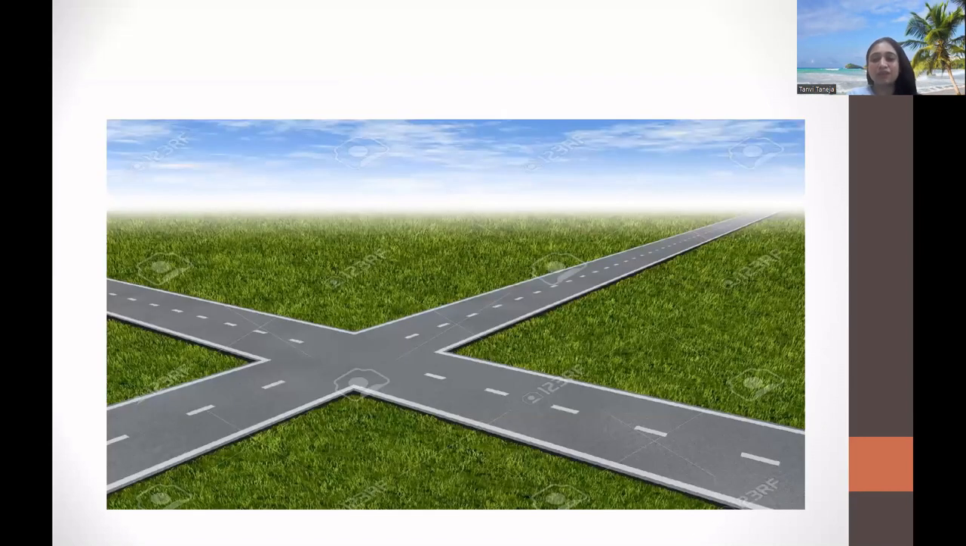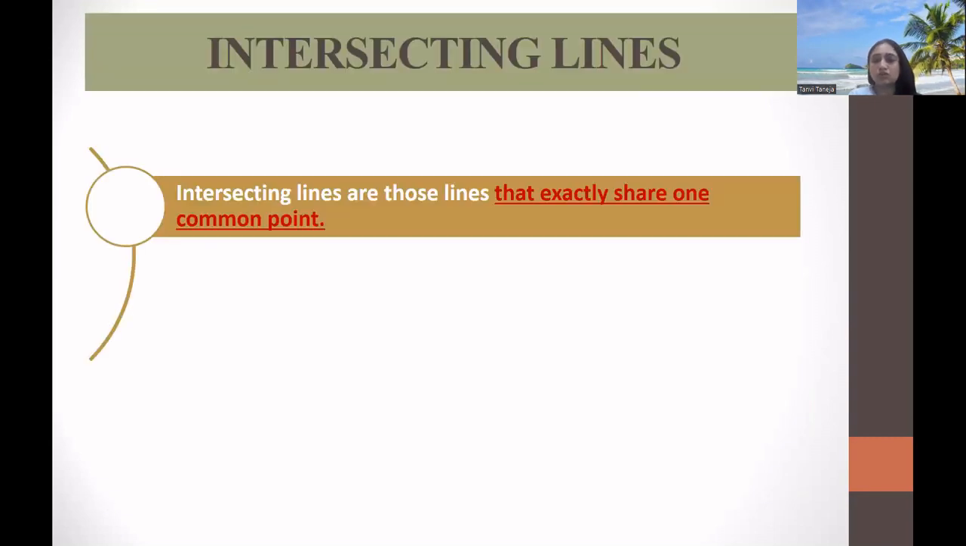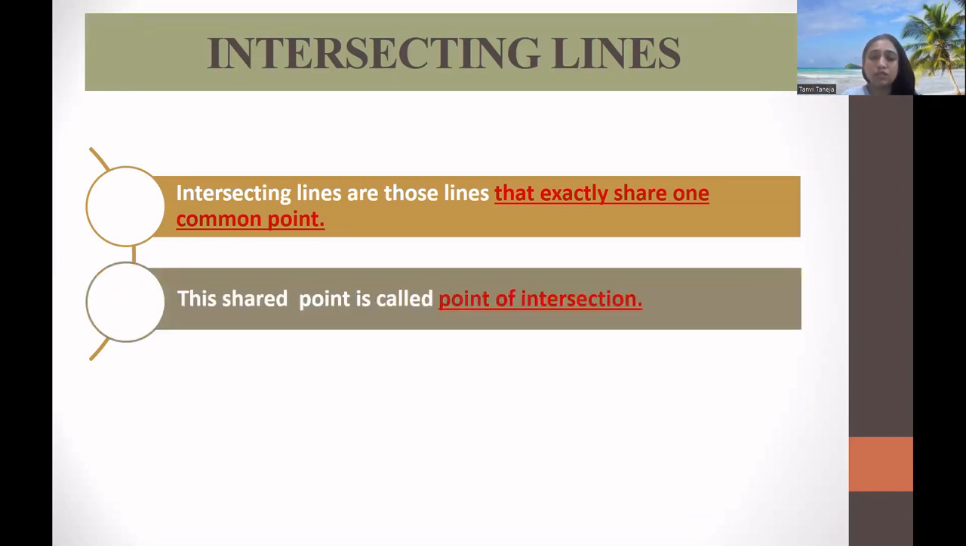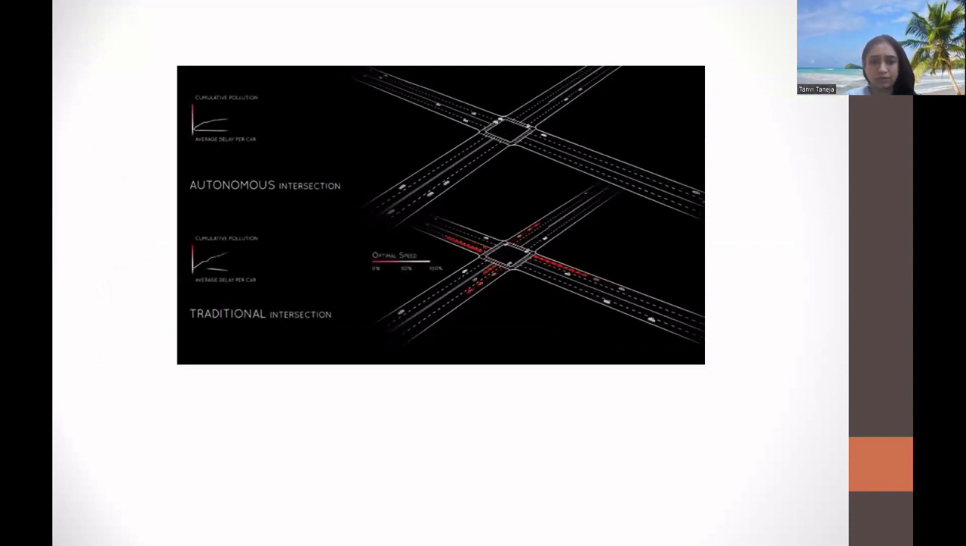Now, the second type of relationship that I have to talk about is the intersecting line. You can see the lines, but those lines are intersecting at a particular point. So this type of line, we call intersecting line. So let's talk about the definition. Intersecting lines are those lines that share exactly one common point. And the point that they share is known as the point of intersection. You can see in this figure, they're sharing the common point.